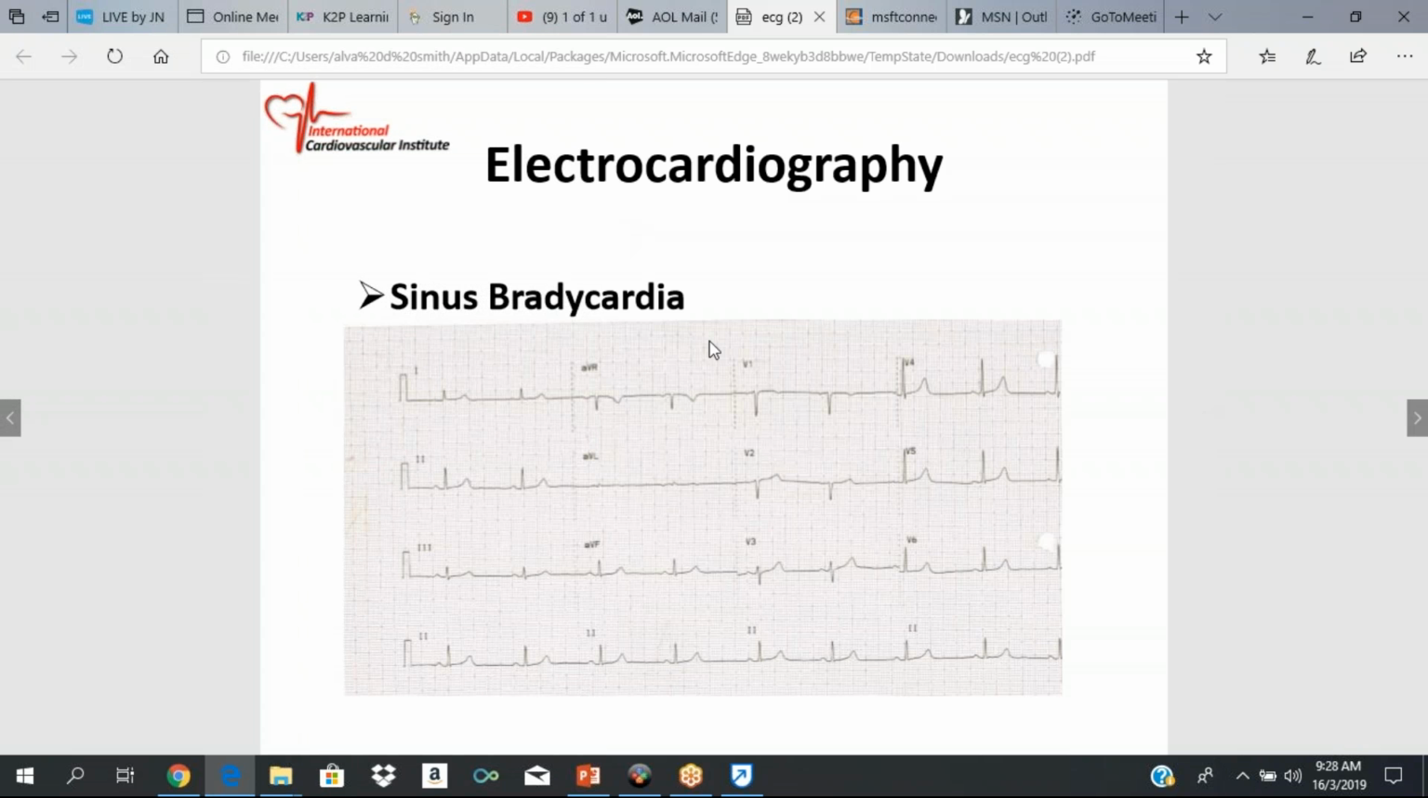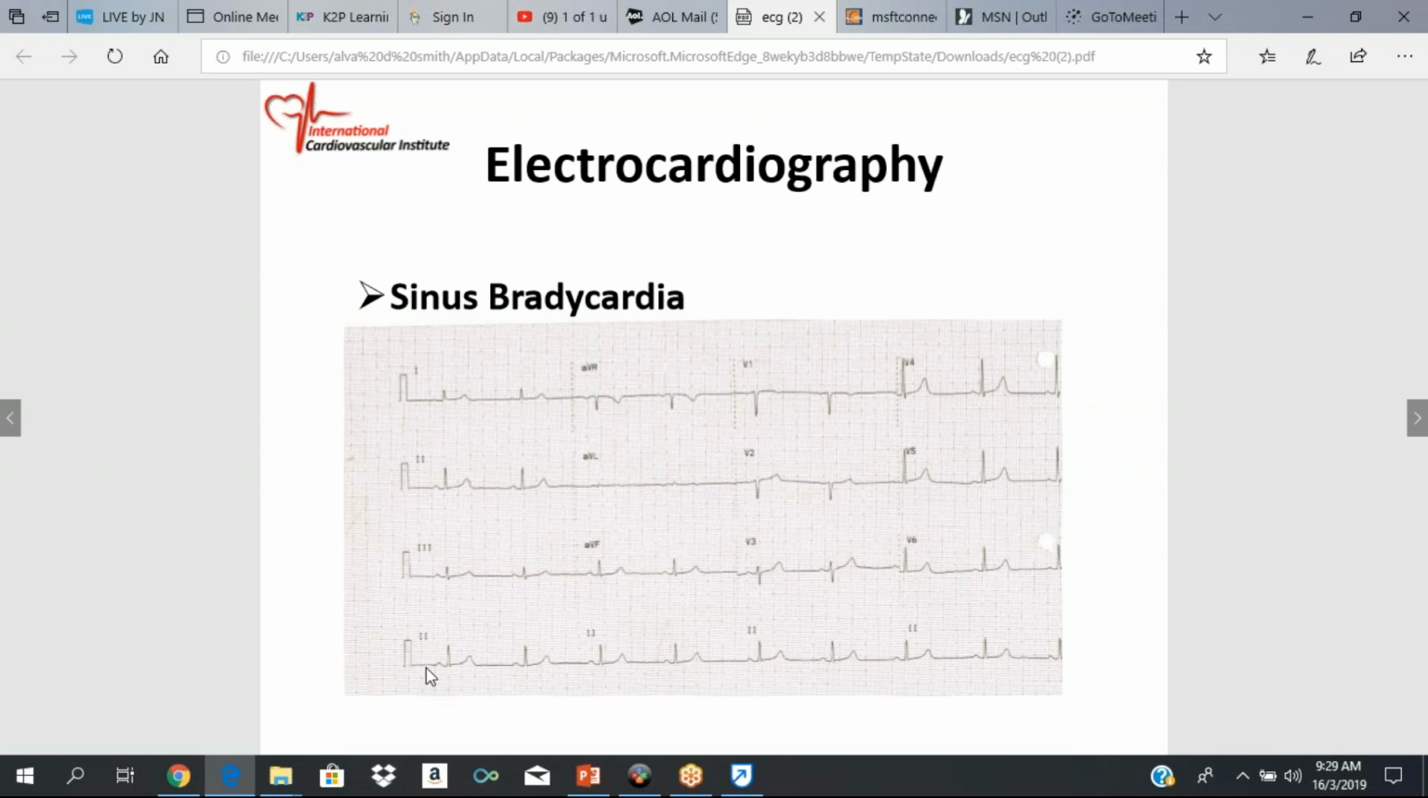So let's look at this ECG and let's look at the rhythm strip. Again, this is a 12 lead ECG. You put 10 electrodes on and you get 12 leads. This is lead 1, this is lead 2, lead 3, AVR, AVL, AVF. The ones with the A are what we call augmented limb leads, and these are the regular limb leads. These are your precordial or chest leads, V1, V2, V3, V4, V5, and V6.